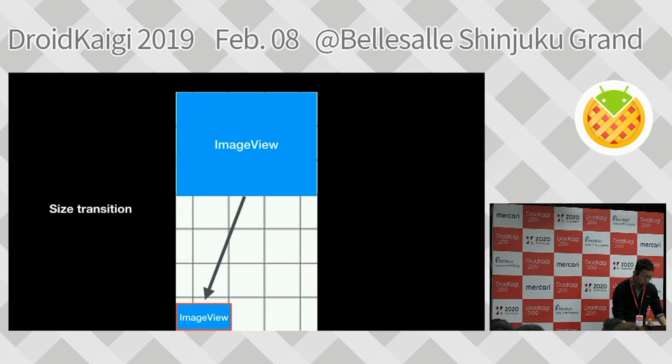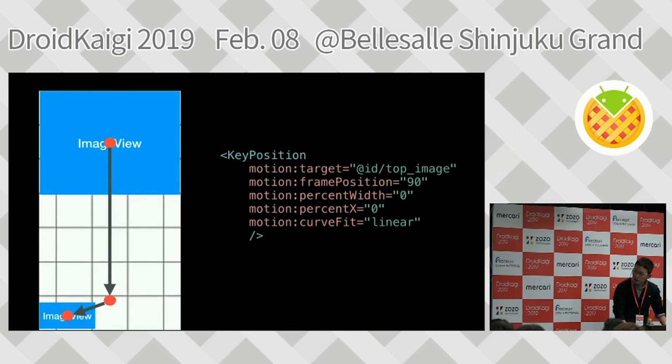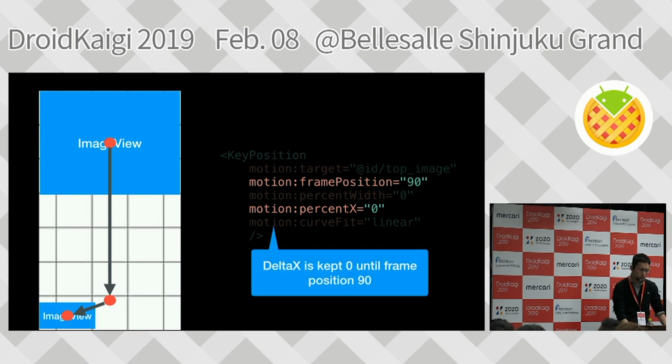And in the example, I put a key position that has a %x and the frame position equal 90. It means the delta x is kept 0 until the frame position 90. So it's not like the direct transition from the top to the left.